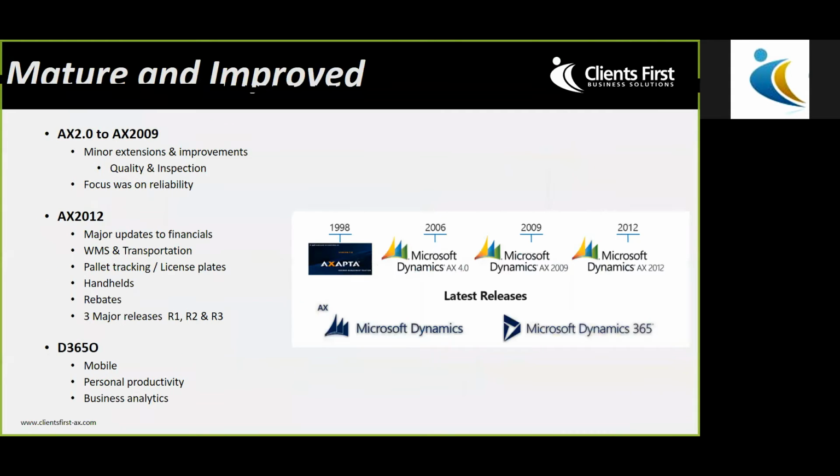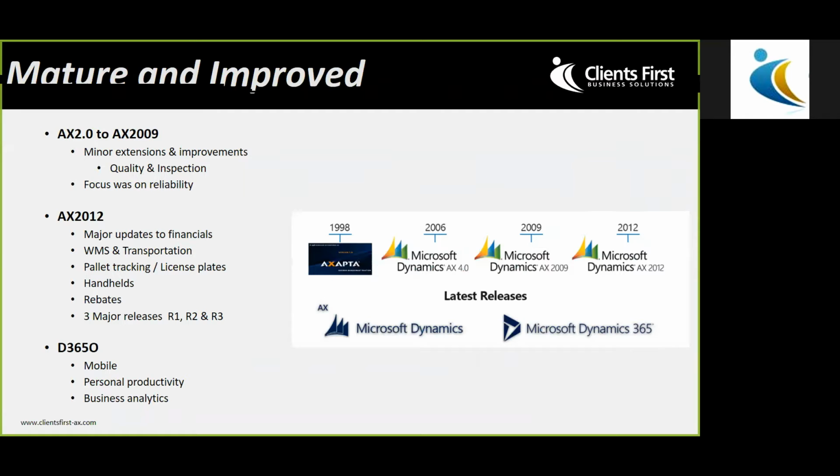Our team's been working with the Microsoft Dynamics 365 Enterprise product all the way since it was Axapta in 1998, and we've seen it all the way through. In versions 2.0 to AX 2009, Microsoft focused on reliability, and they also added quality and inspection. 2012, of course, was a major release. The database was normalized to the 9th degree in this.